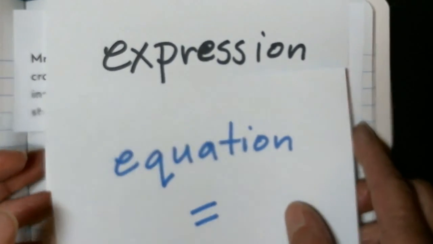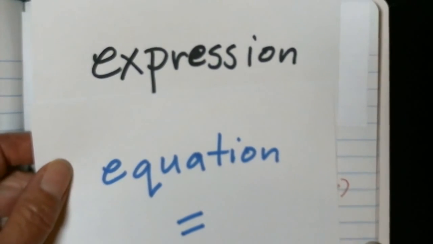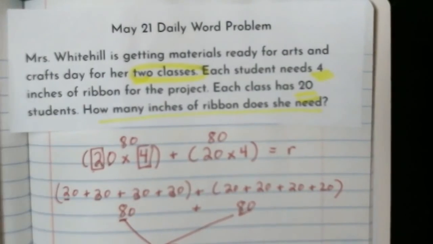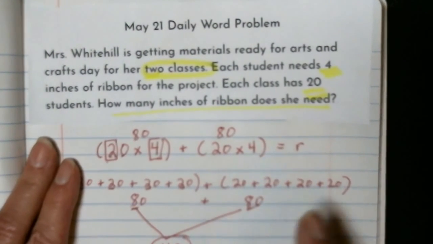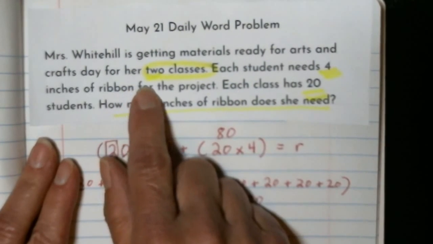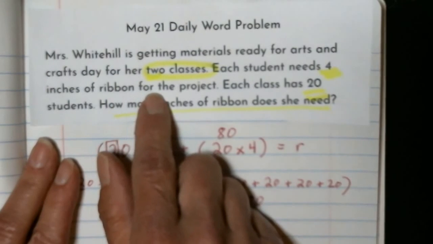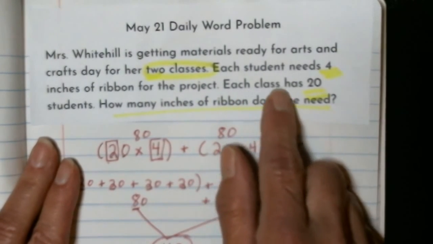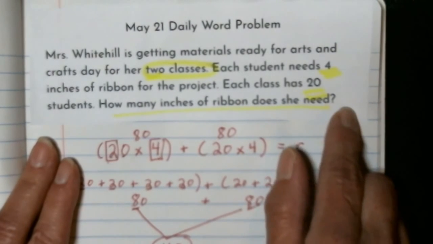So I'm going to look at some of the word problems that we've done and explain where we see expressions and where we see equations. The very last word problem that we had said Mrs. Whitehill is getting materials ready for Arts and Crafts Day for her 2 classes. Each student needs 4 inches of ribbon for the project. Each class has 20 students. How many inches of ribbon does she need?